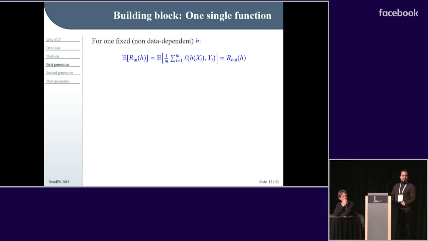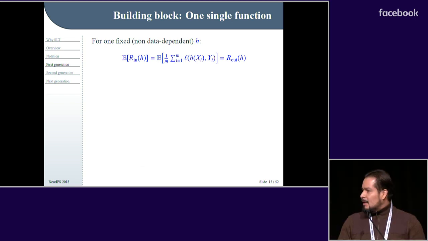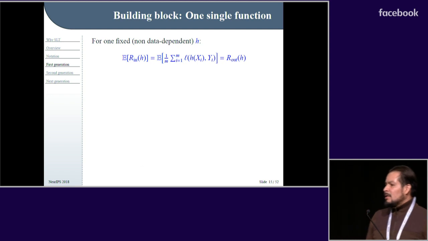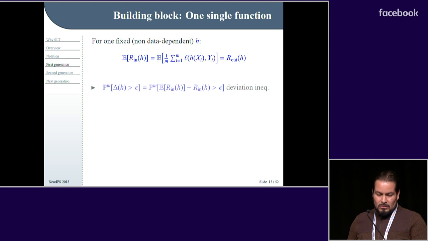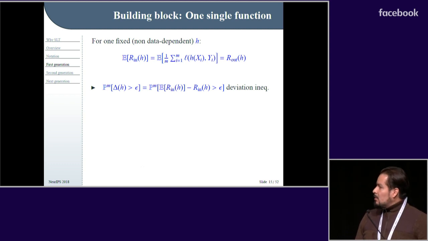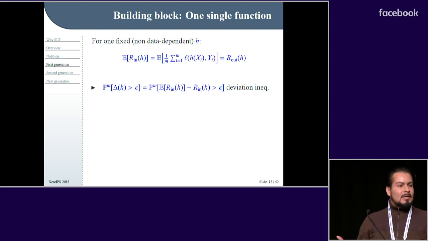So if I have one fixed non-data dependent function, a non-random function, and I look at the empirical risk of that function, I look at its expectation, it turns out to be equal to the theoretical, the out-of-sample risk. So in this setting, the problem of bounding the probability that the generalization gap is large turns out to be the problem of looking at the difference between a random variable and its expectation. And that's something that in probability is called a deviation inequality.